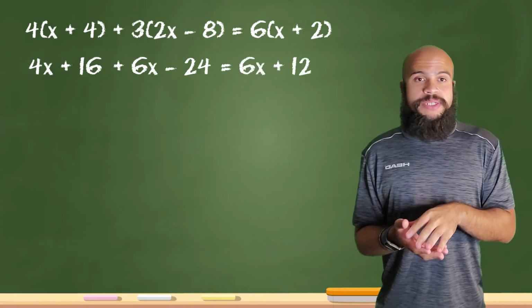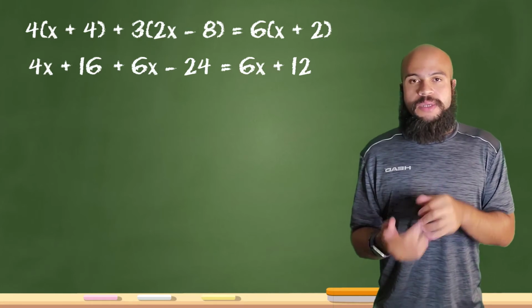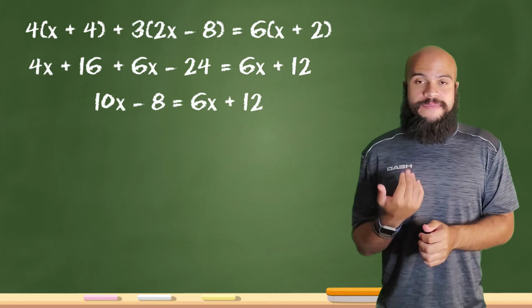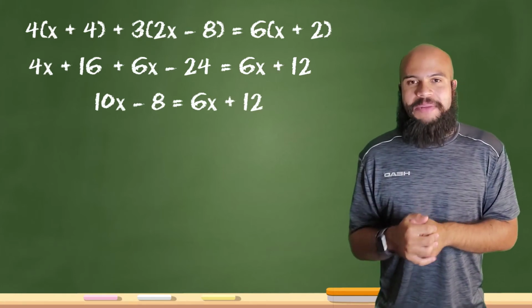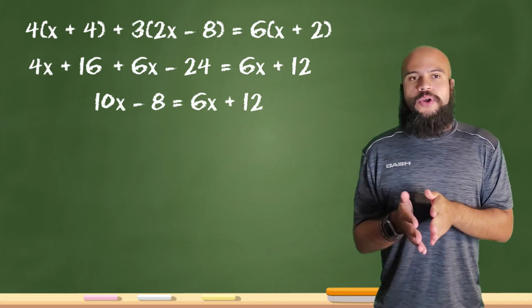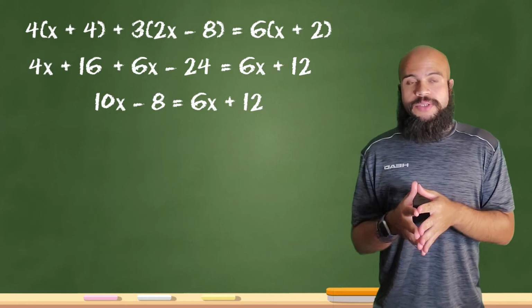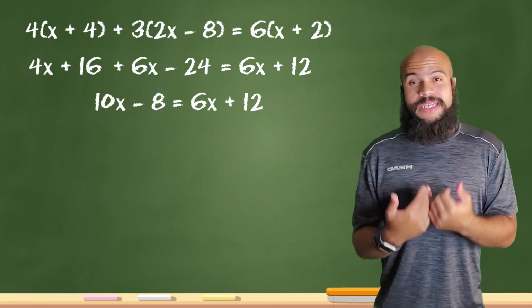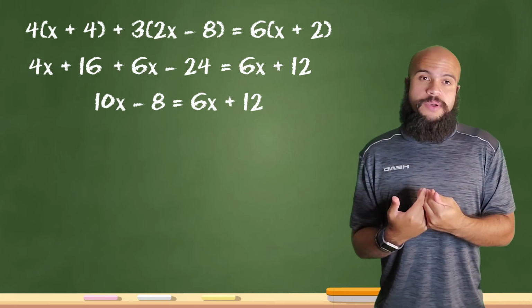Now, since the distribution is done, I'm going to move on to combining like terms. The 4x and 6x combine to make 10x, while the constants of 16 and negative 24 combine to make negative 8. There are no like terms on the right side of the equation, so I'm simply going to bring that down. And now I am set up with moving on to I, which deals with using inverses to solve.